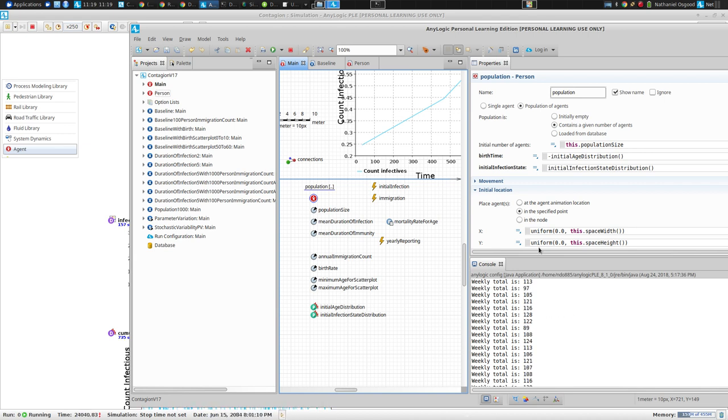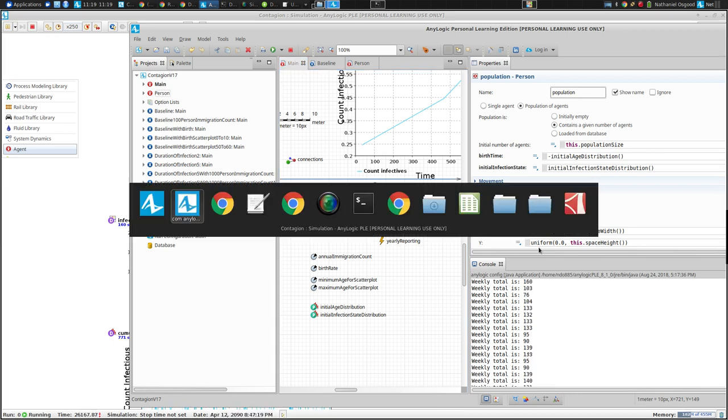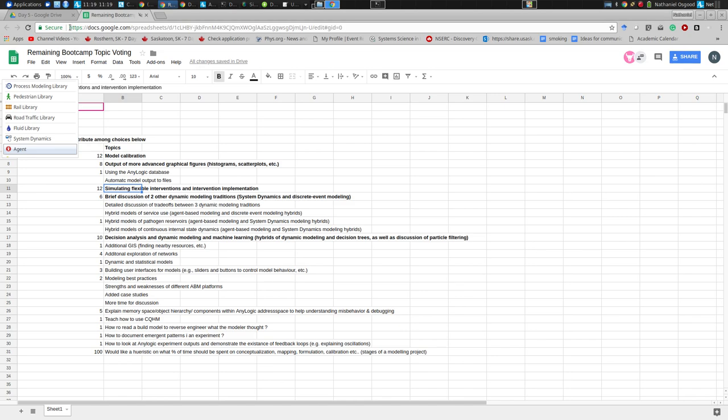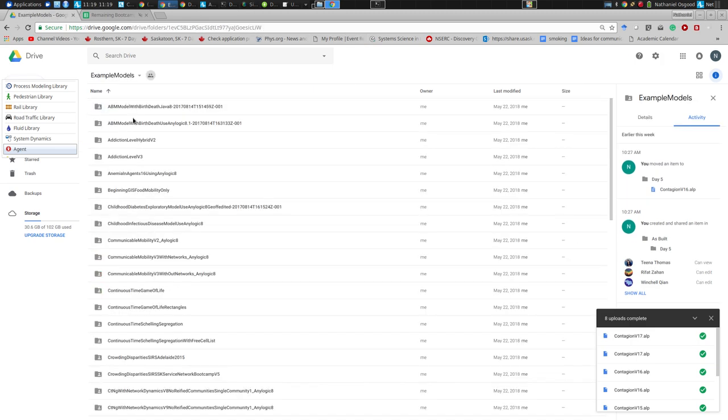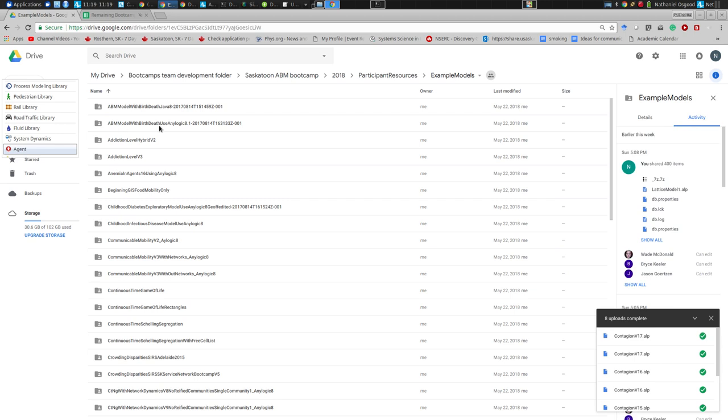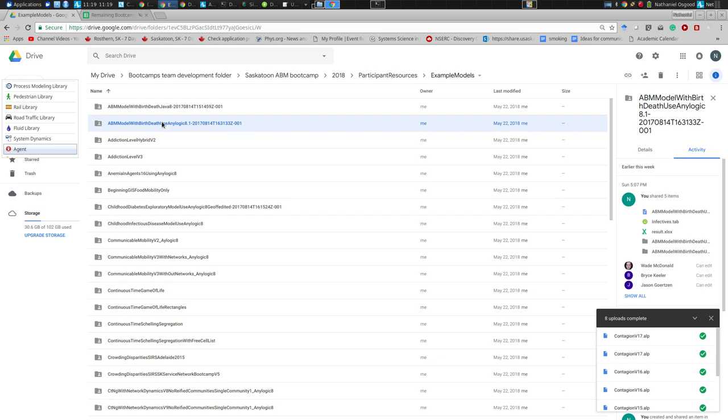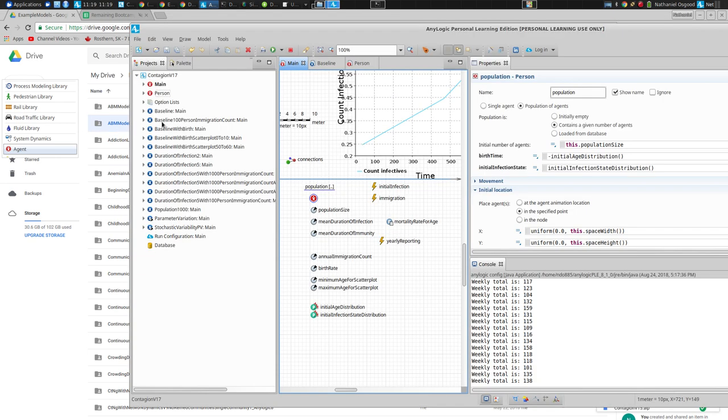And I've provided you another model where they are placed near the mother and they get the mother's connections. And I'd be glad to, if anyone's interested, it's in the example models I've provided you. It's in participant resources, example models. It's ABM models with birth, death, use any logic 8. That has that placement near the mother, and using the social connections to the mother. So they have a social connection with their mother and everyone else that the mother's connected to.